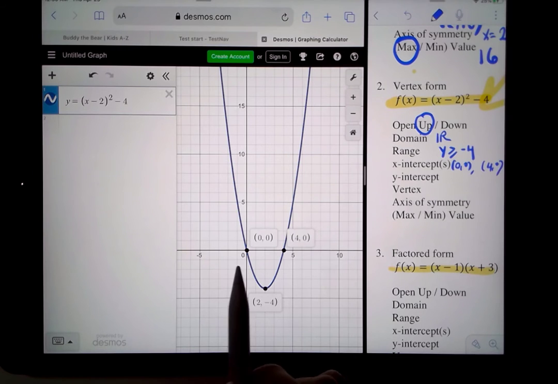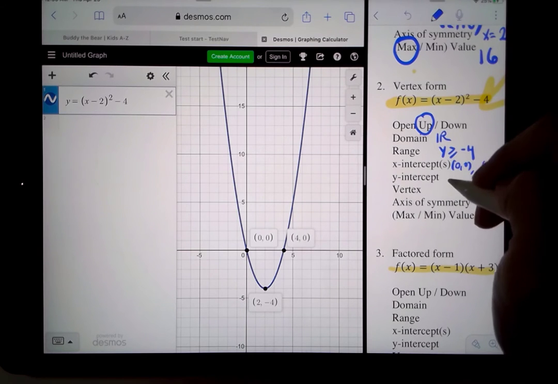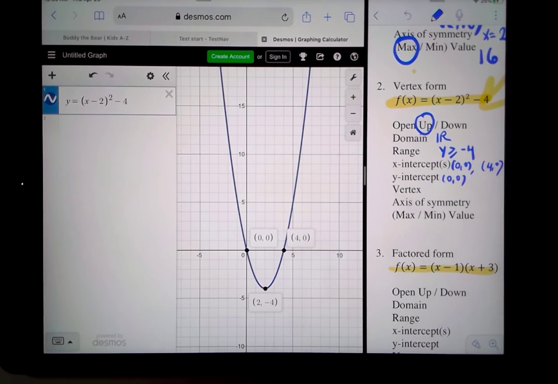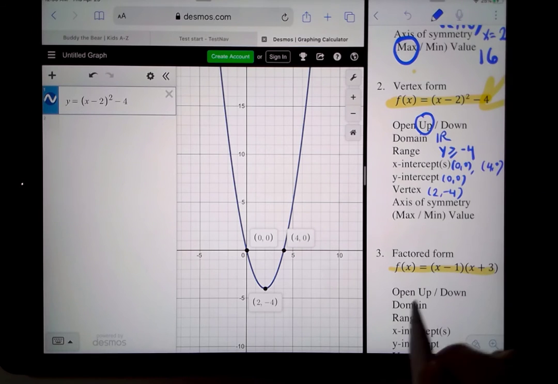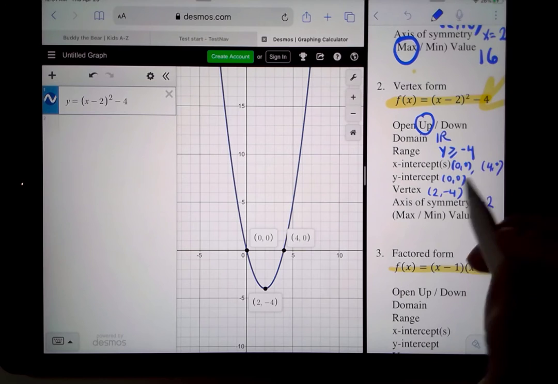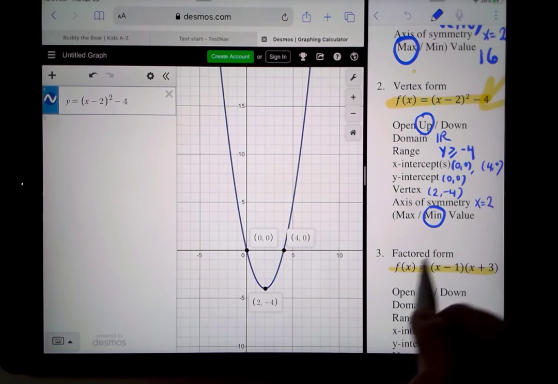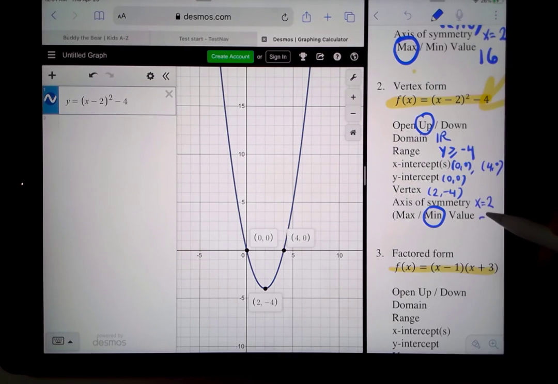And the y-intercept, y-axis, this point is the x-intercept and the y-intercept is the same point. So your y-intercept is 0, 0, like this. And my vertex, 2, negative 4. Axis of symmetry, x-coordinate of the vertex, so x equals 2. And do I have maximum or minimum? Minimum. What's my minimum value? Negative 4. Right? Then you're done.